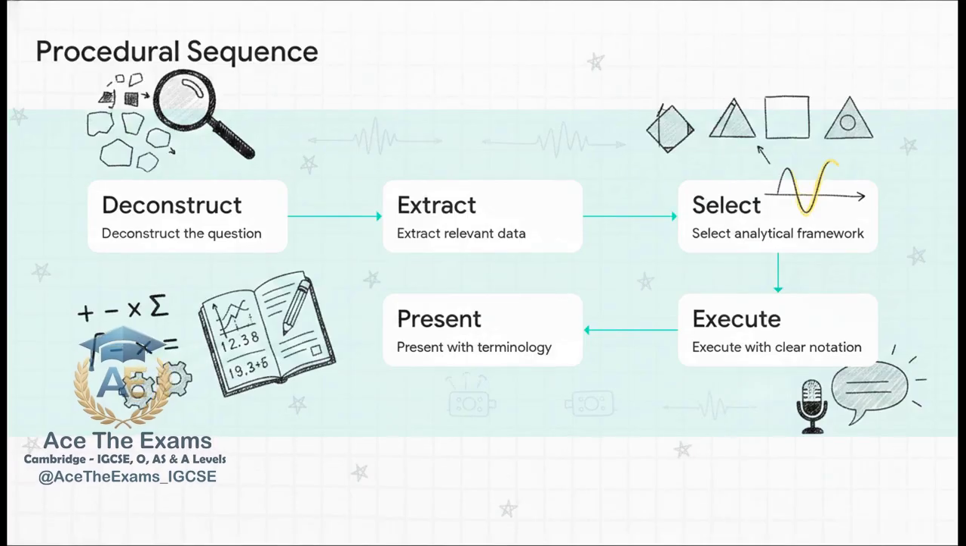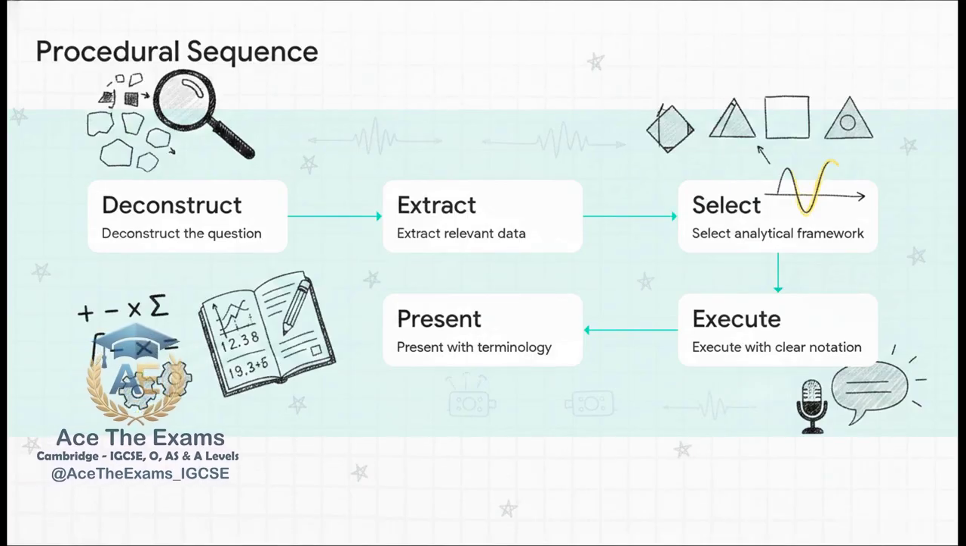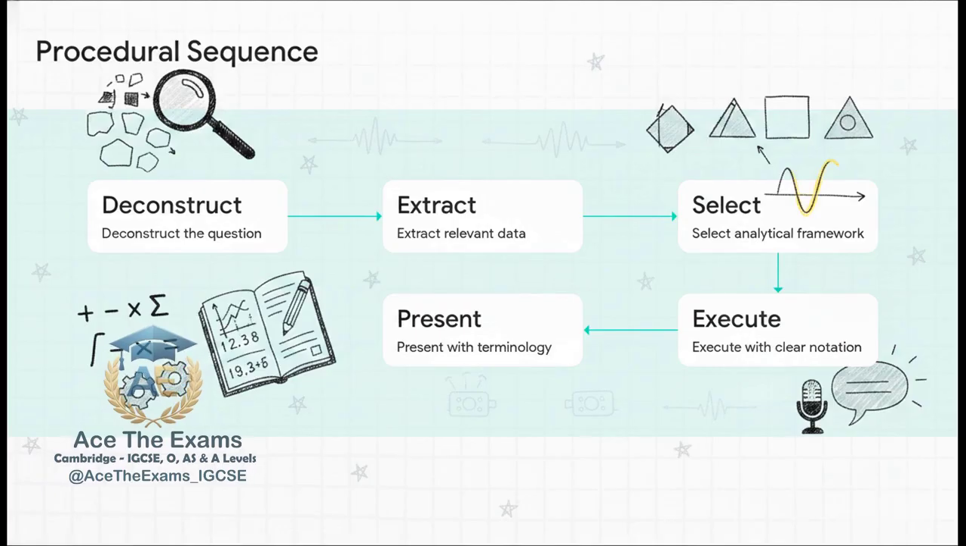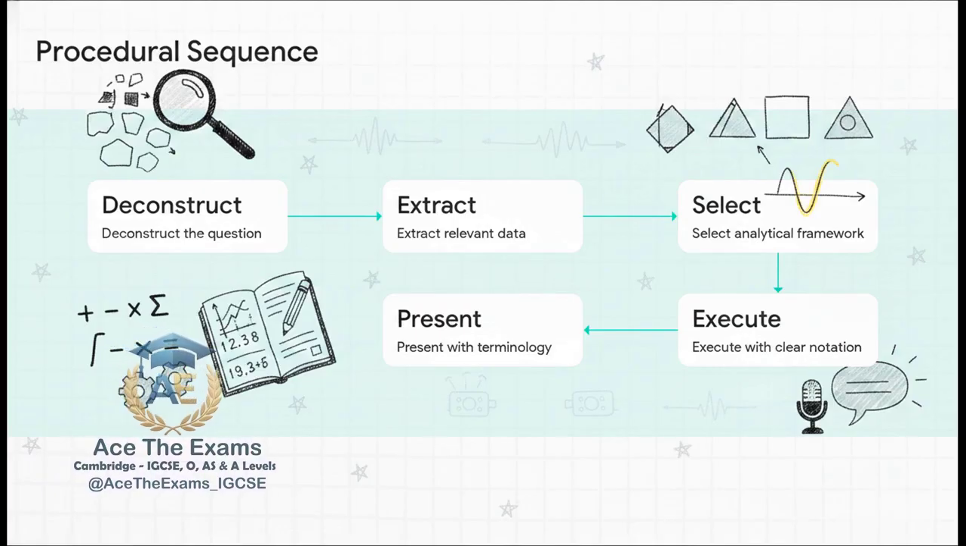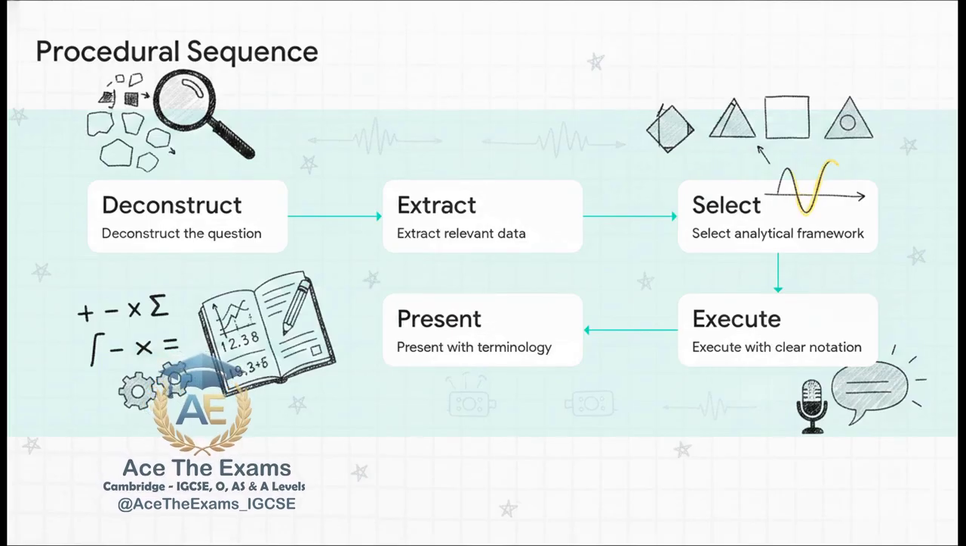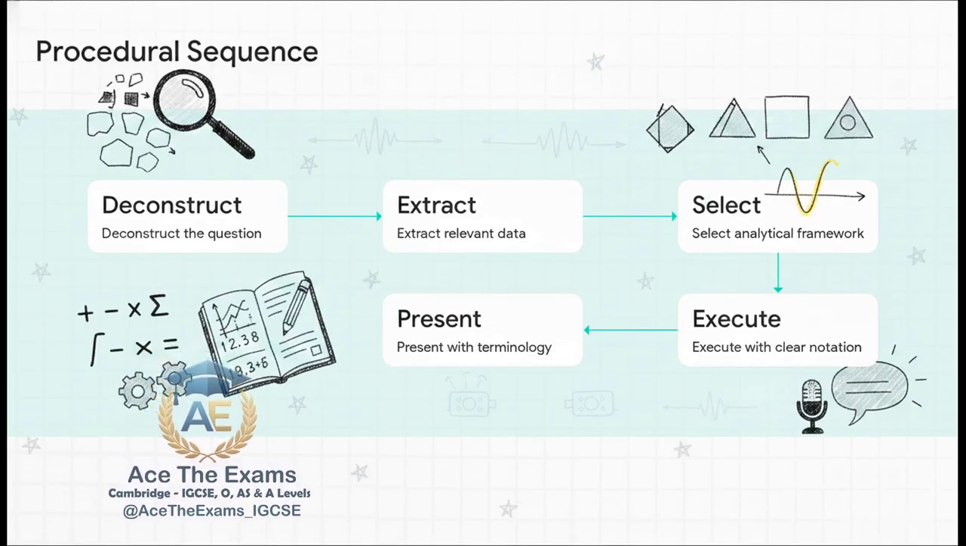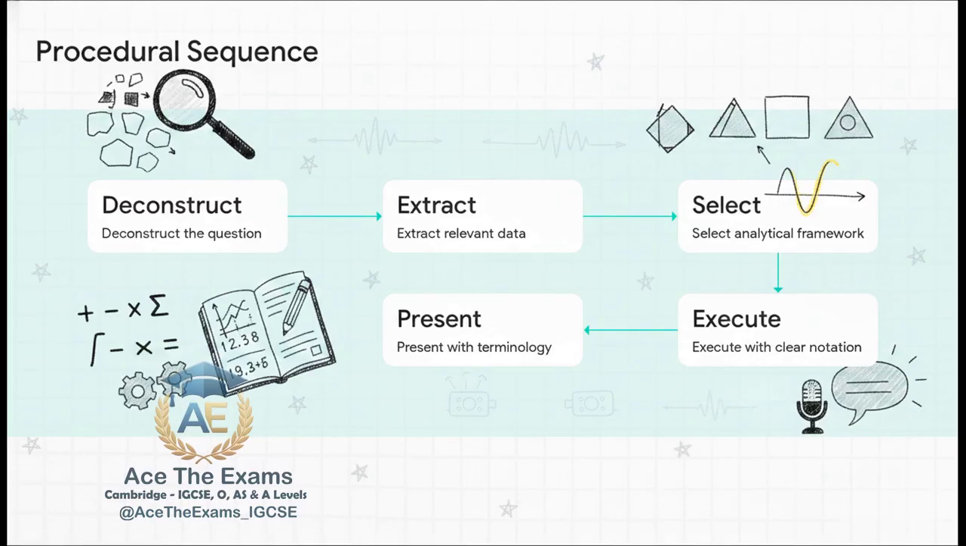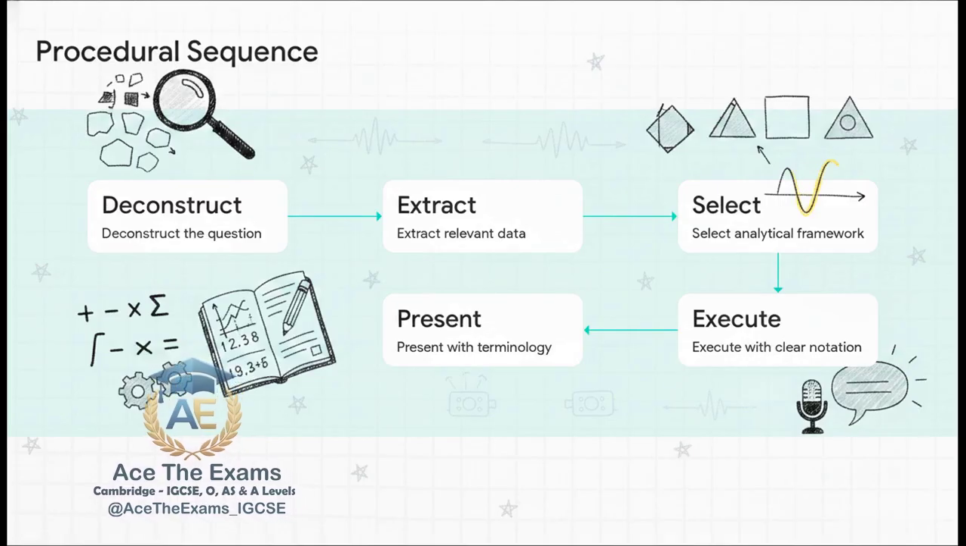By doing this, Sam completely misses specific command word requirements, like failing to distinguish the crucial difference between state, describe, and explain. To cure Sam's rushing and to structure your answers perfectly, we use a standardized procedural sequence alongside the PEEL framework. That's point, evidence, explanation, and link.